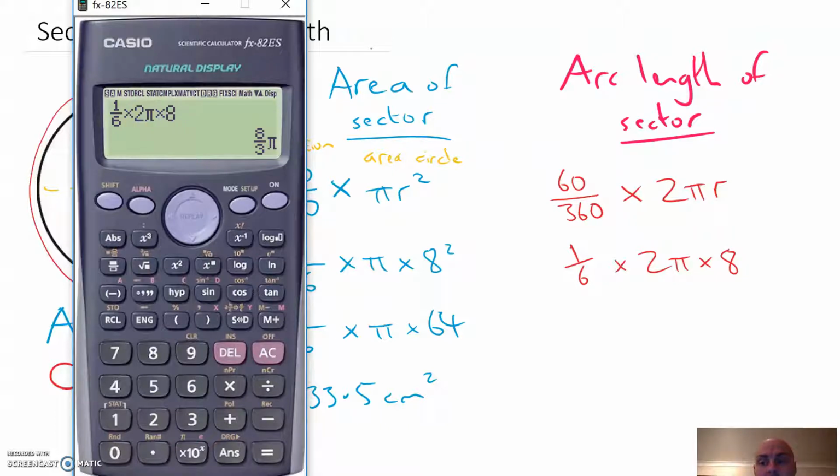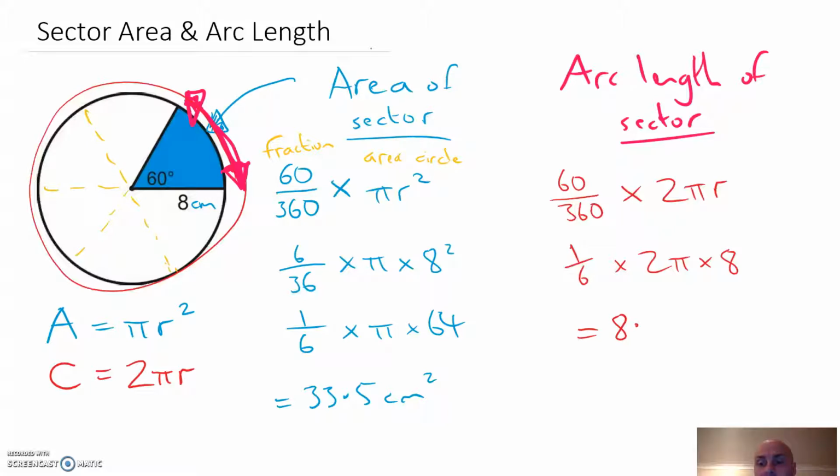We get 8 pi over 3, or 8/3 of pi. Let's S to D it. So to one decimal place, this time I get 8.4. So my arc length is 8.4. Is it 8.4 square centimetres? No, because this time we've just got a length. This is a distance around the edge of that circle. So we have 8.4 centimetres.